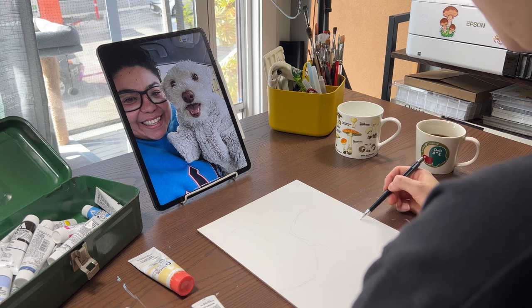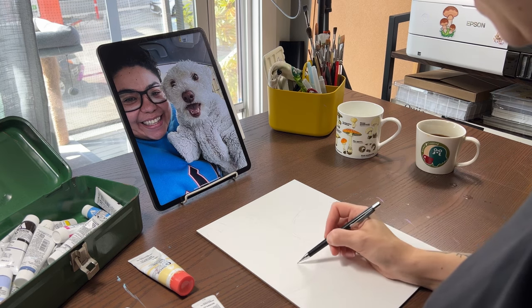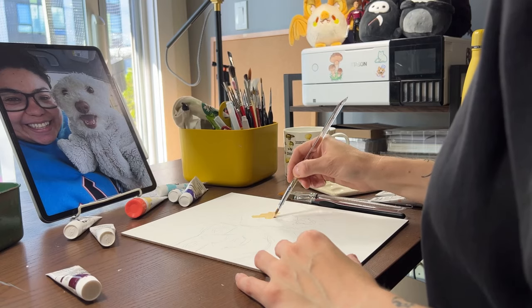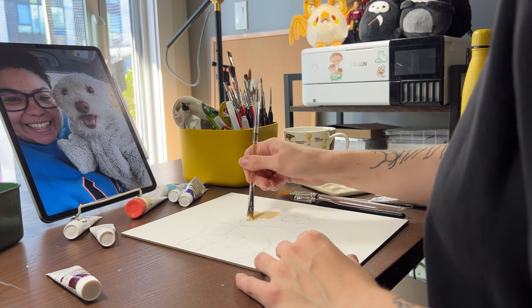So in hindsight, I really wish I had a different painting to share with you guys because this one totally turns out weird and it's all good. We're just gonna watch me do my thing because one way or the other, it all looks the same.